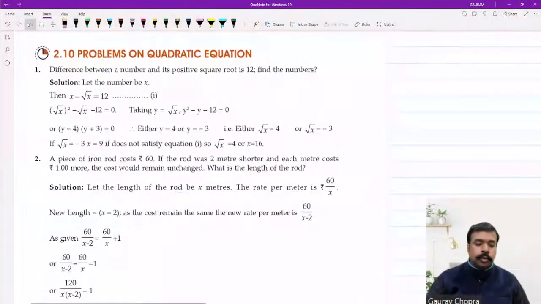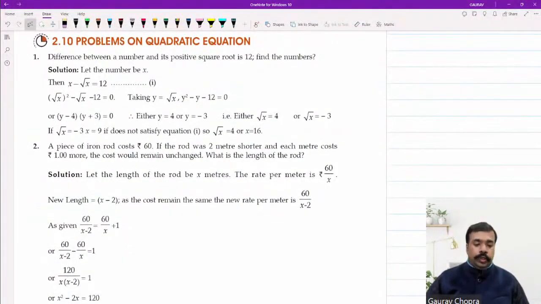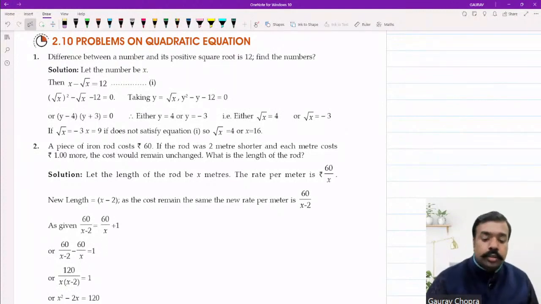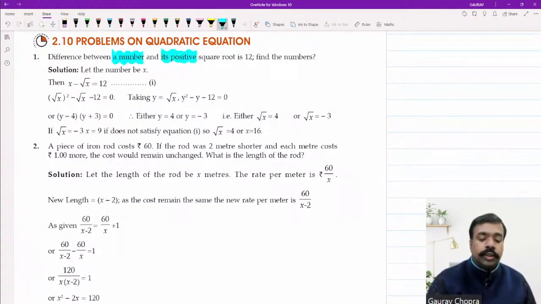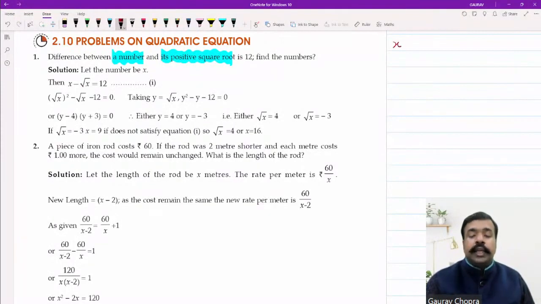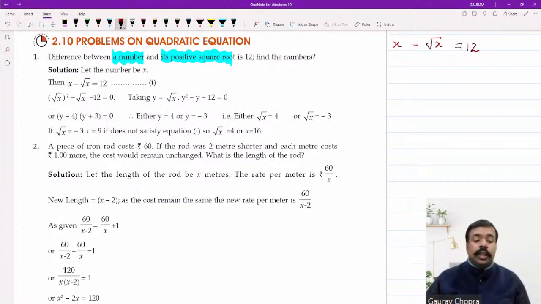Now let us move towards the problems on quadratic equation. So let us do some word problems. Difference between a number and its positive square root is 12. So difference is between what? Between a number and its positive square root. So if the number is x, let the number be x, then its positive square root of x, and now their difference is equal to 12. So this becomes the equation, and now we can find out the value of x.